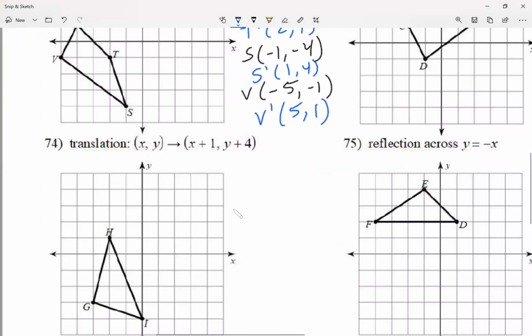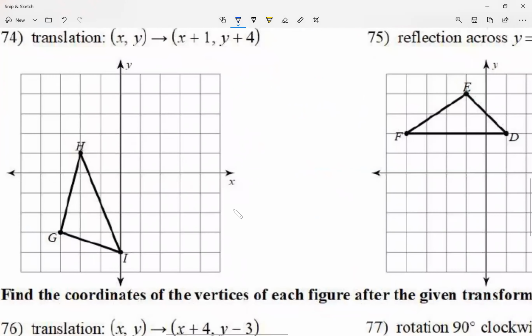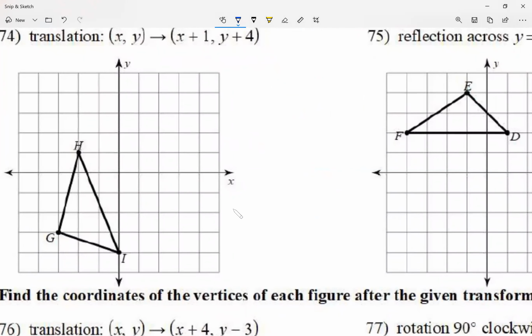Then question 74. There's two ways I can do this. One, I see x plus 1, so that means I'm going to go 1 to the right. Y plus 4, that means I'm going to go up 4. The x value tells me to the right or to the left. Plus means to the right, and minus means to the left. The y value tells me up or down. If it's plus, it goes up. If it's minus, it goes down. So that's why I said 1 to the right, 4 up.